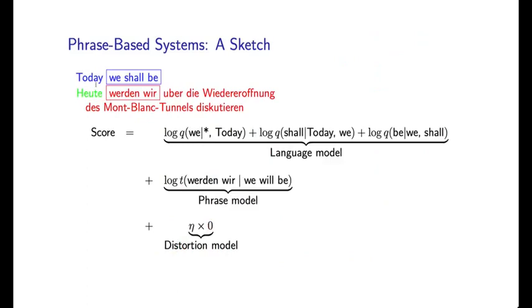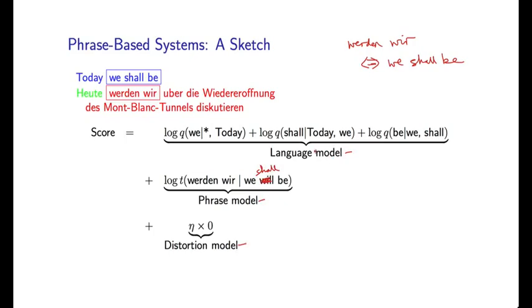So in the second step of the translation, we might choose the following phrase. We might see that we have this German sequence of words translated as "we shall be." Sorry, this should be "we shall be." And again, we see language model scores, phrase model scores, and distortion model scores.